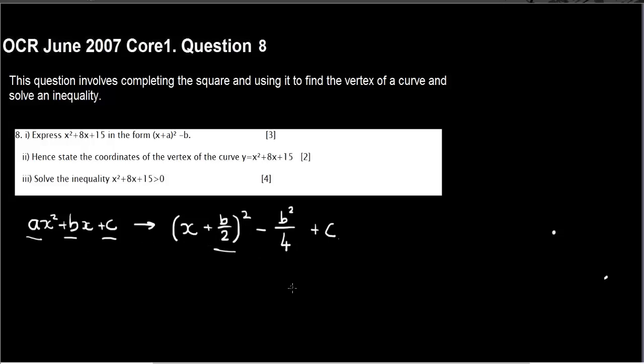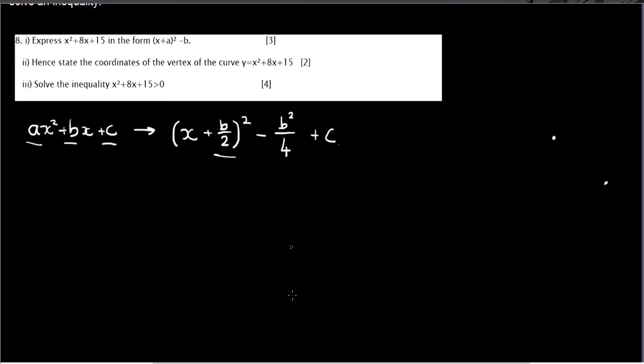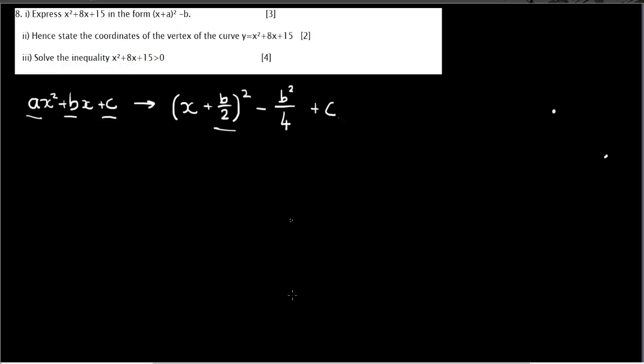So if we apply that now to the expression that we're given, we get x plus b over 2. Well, b is, in our case, 8. So b over 2 is 4. That's all squared. Minus b squared is 8 squared, which is 64, divided by 4, which is 16, plus c, which is plus 15, which we're given.